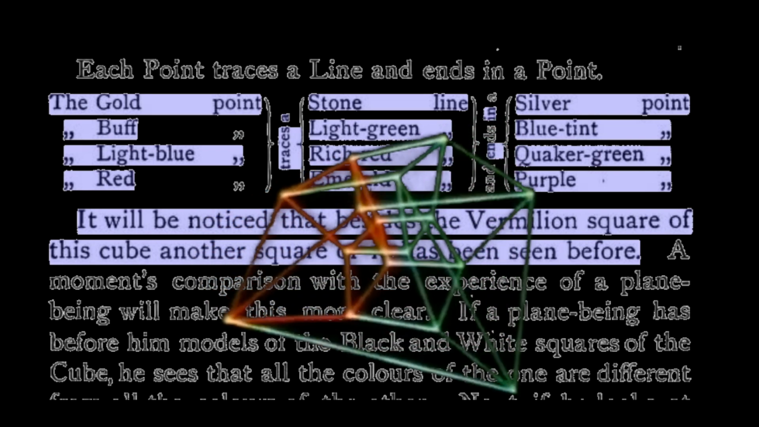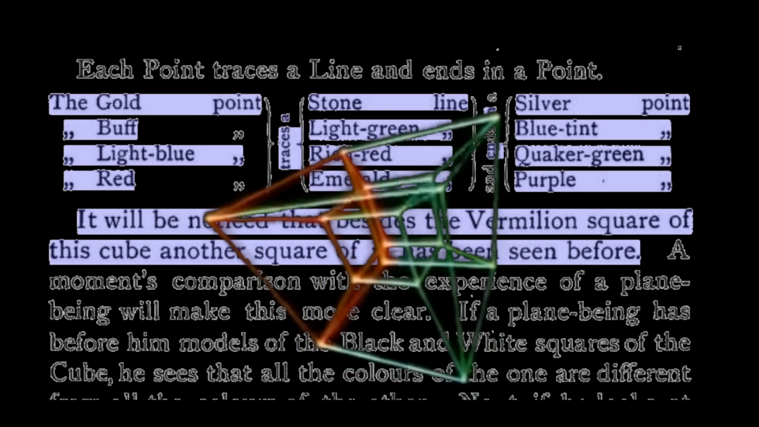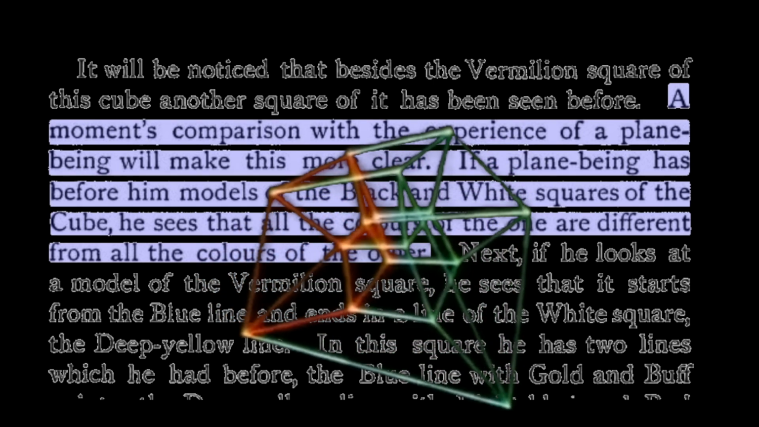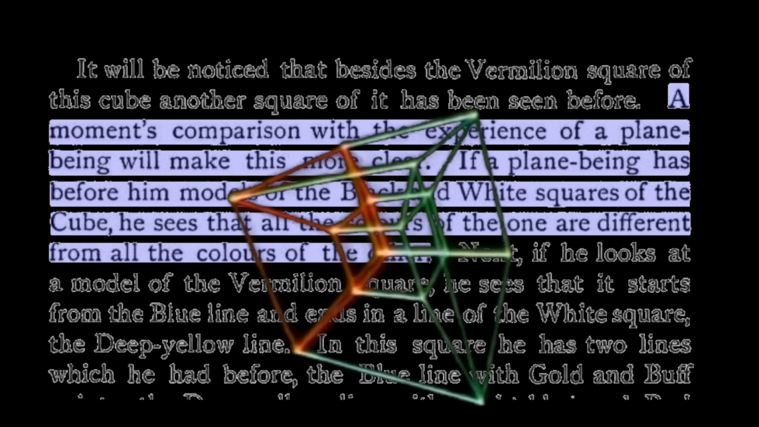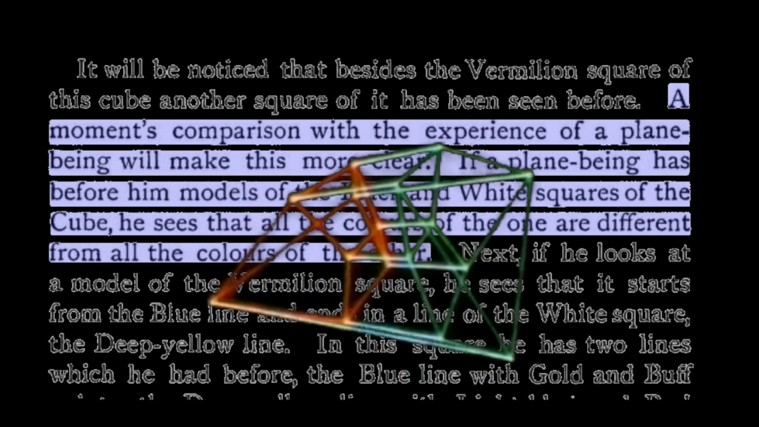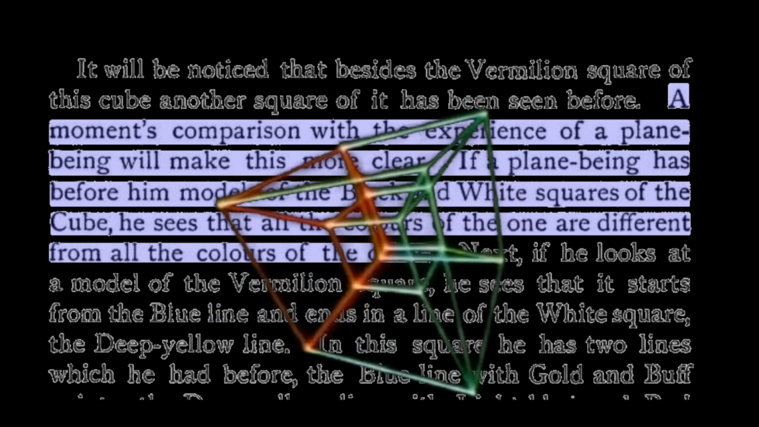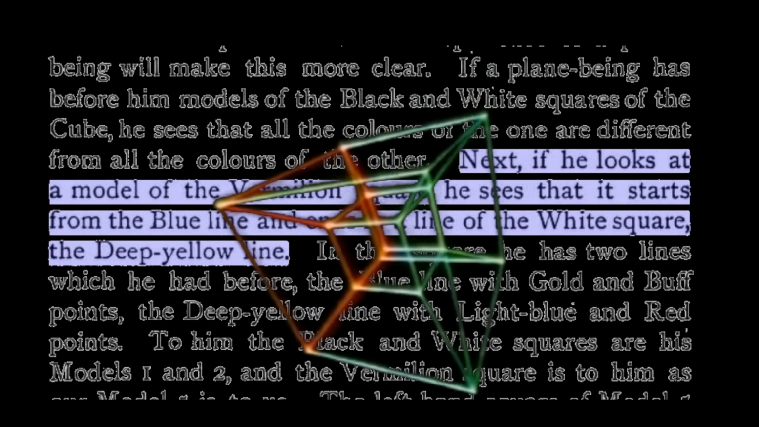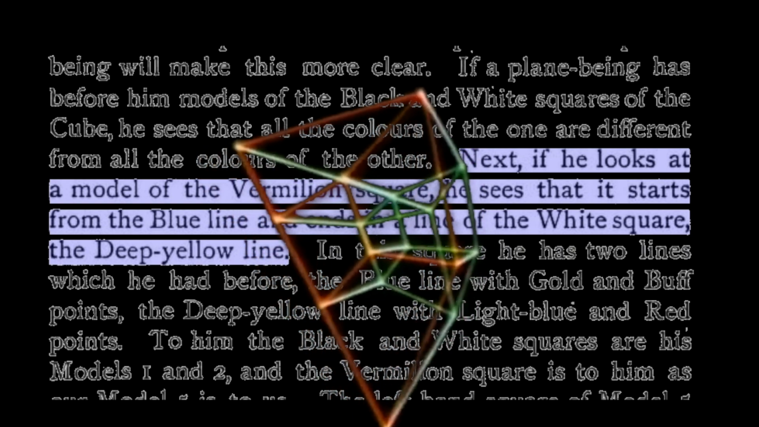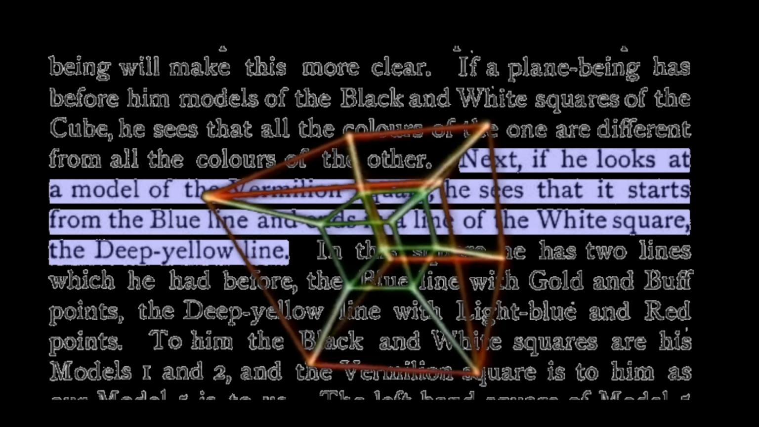It will be noticed that besides the vermilion square of this cube, another square of it has been seen before. A moment's comparison with the experience of a plane being will make this more clear. If a plane being has before him models of the black and white squares of the cube, he sees that all the colors of the one are different from all the colors of the other. Next, if he looks at a model of the vermilion square, he sees that it starts from the blue line and ends in a line of the white square, the deep yellow line.